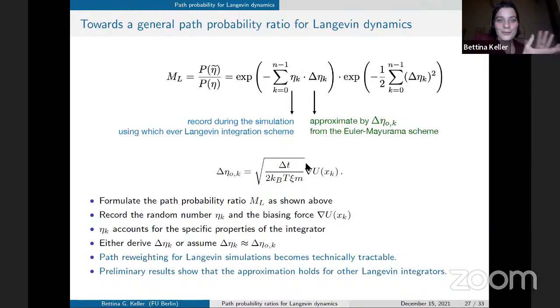It would become something that is relatively simple to integrate, because the only thing that you need to evaluate is this equation.